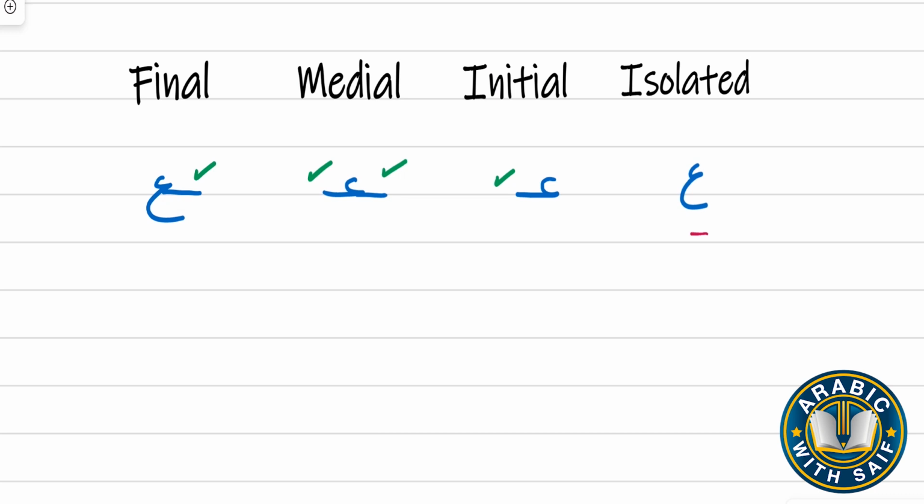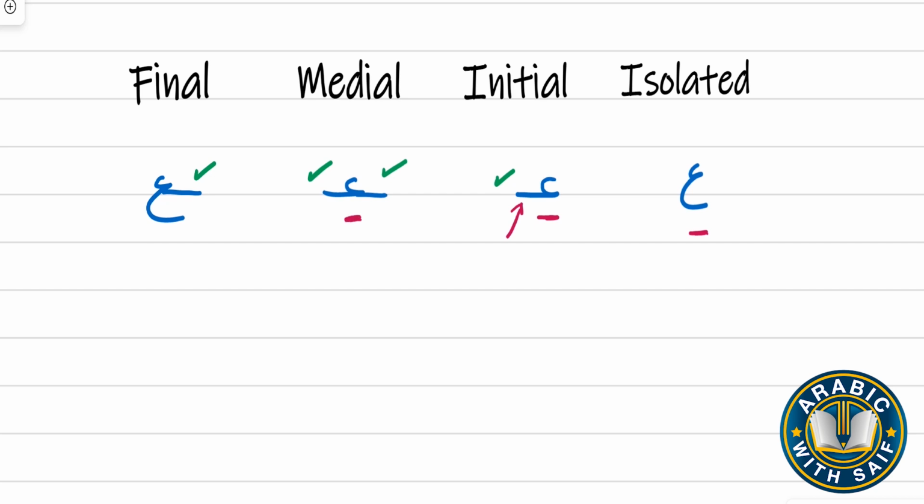This is the isolated form of Ain as we studied in level 1. This is how the letter looks if it's by itself in the word. When you write Ain in the beginning of a word, don't curve it down, but keep it straight because it needs to be connected to another letter after.